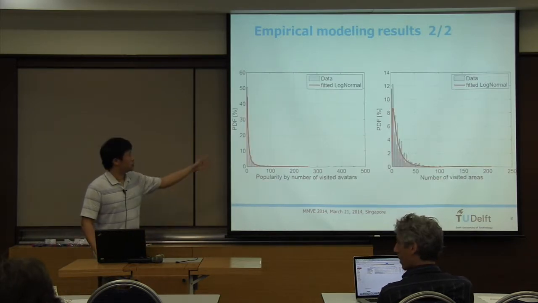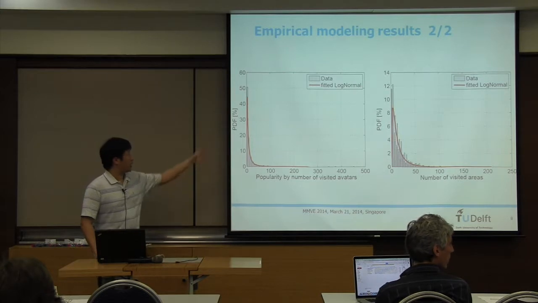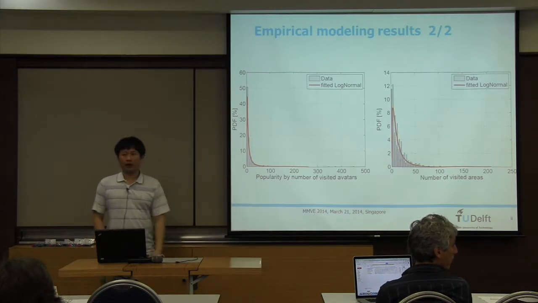And here are the results for the area popularity and number of reached areas. The red line fits closely to the empirical data.